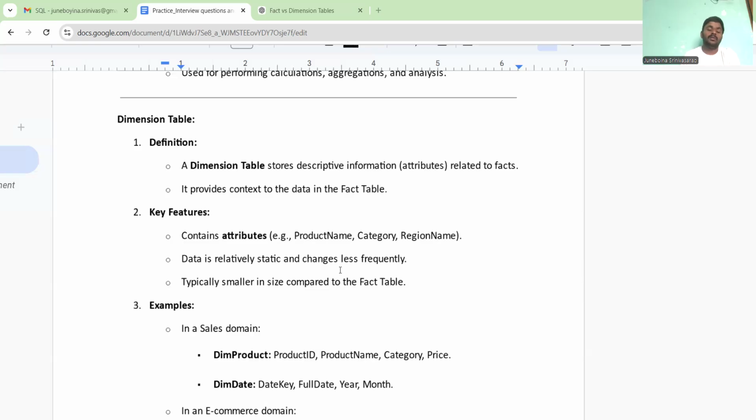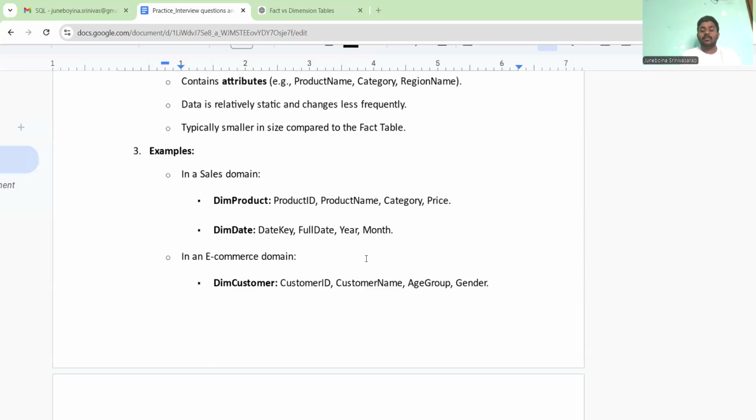Examples of the dimension table in a sales domain. In the above, we see the sales domain example for the fact table. Here also we understand the dimension table by taking the sales domain as an example. In the sales domain, the dimension tables are dim product. Columns presented in the product table are product ID, product name, category, price. Dim date. The columns presented in the dim date dimension table are date key, full date, year, month.